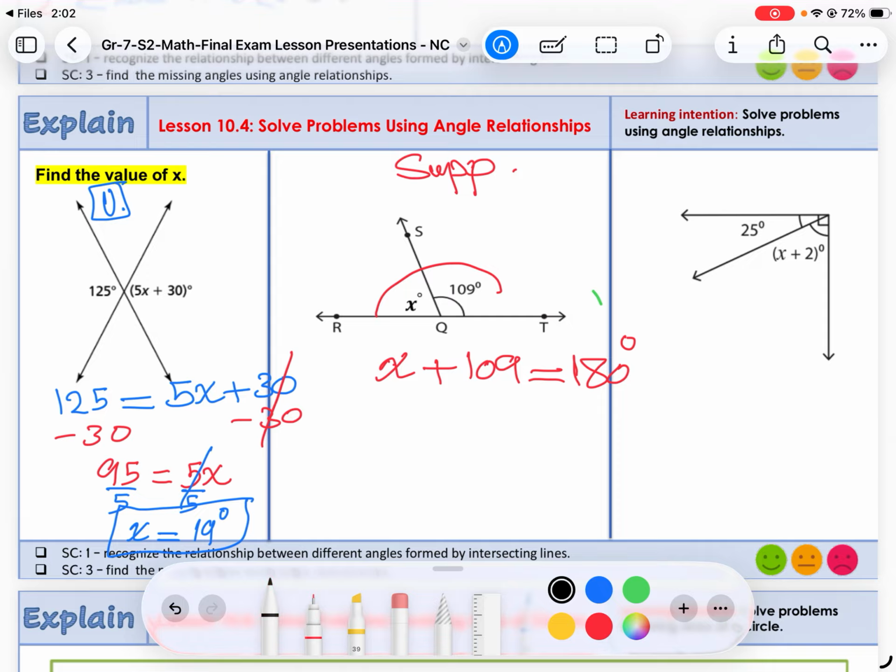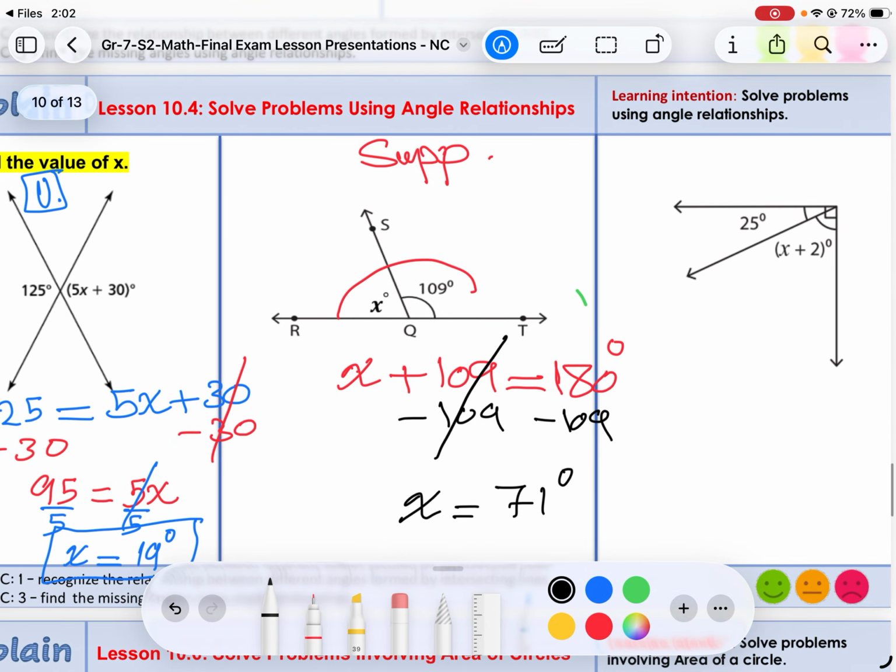And this is, you guys are lucky, a 1-step equation. All you have to do is minus 109, and then you guys are done. So 180 minus 109, X equals 71 degrees.